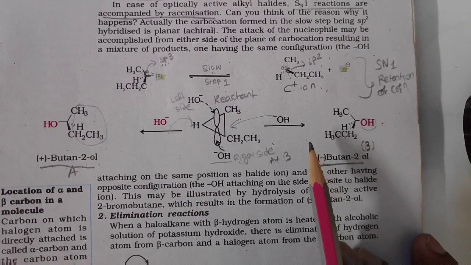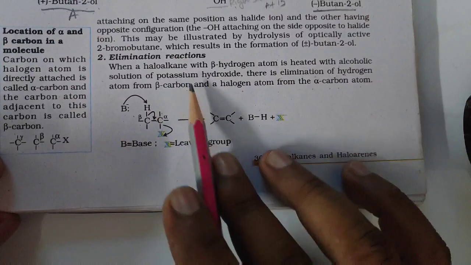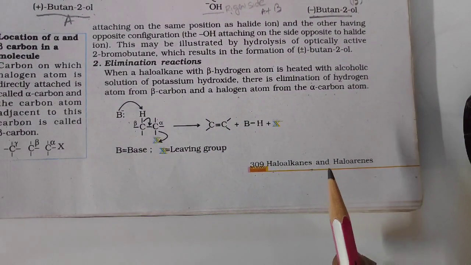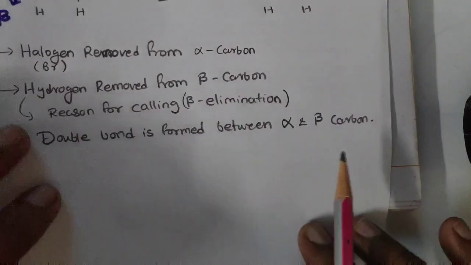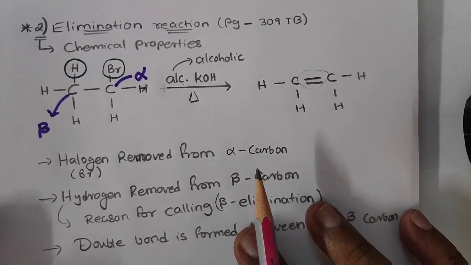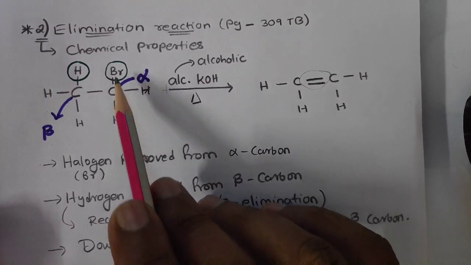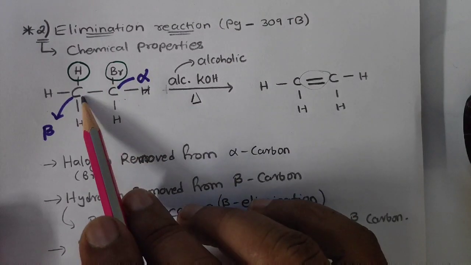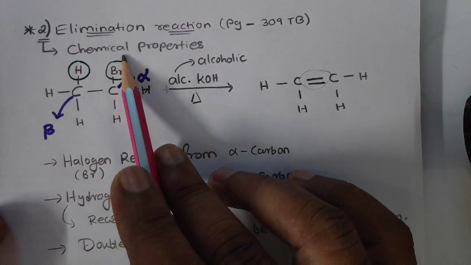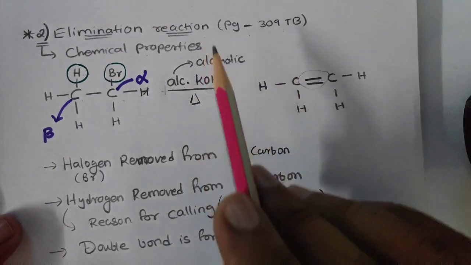Now we will be discussing the elimination reaction, that is page number 309. In elimination, I think we have already discussed it in your 11th standard class. What is an elimination reaction? You can see the reaction here. The alpha carbon is the one which bears the halogen. The carbon next to the alpha carbon is called the beta carbon. This comes in the chemical properties, page 309. It is given in your textbook, elimination reaction.